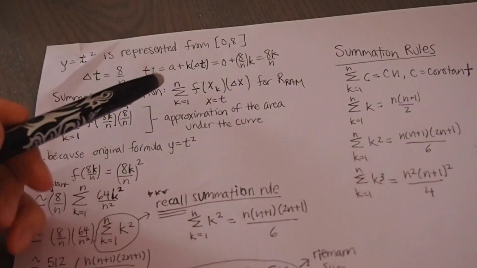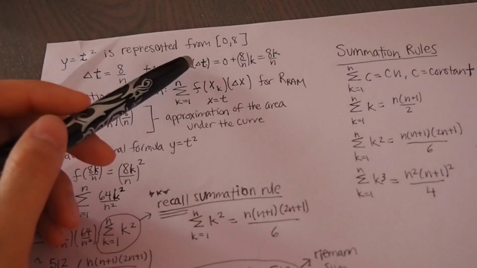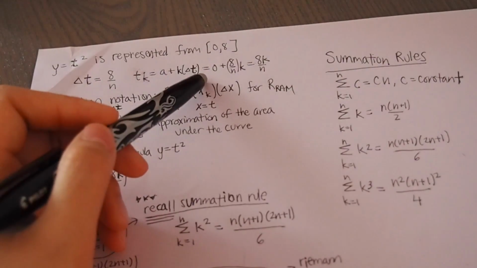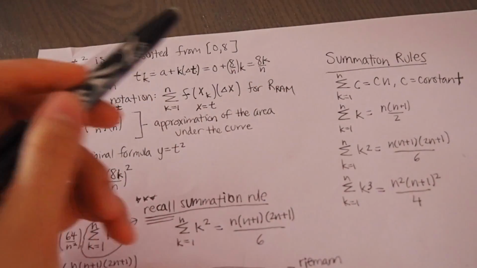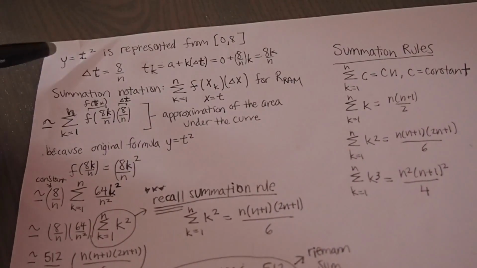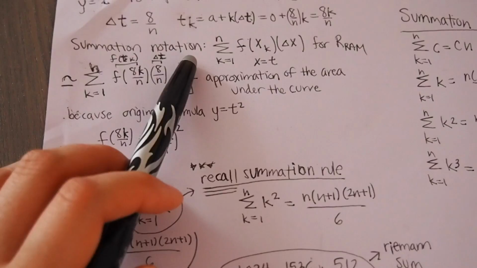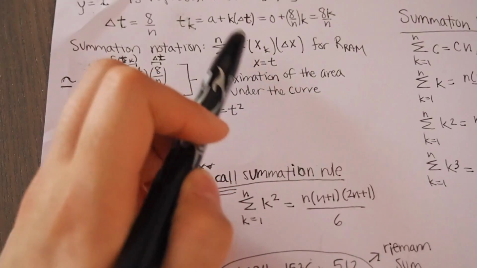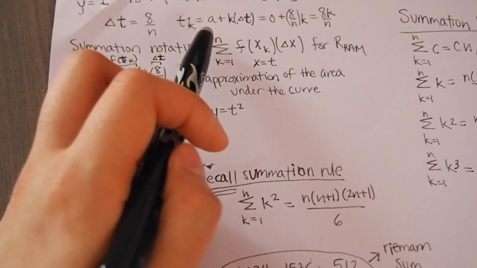Something we also learn is that t sub k, or x sub k, equals a plus k times delta t. Based on the formula, we're going to get 0, which is our a, plus 8 over n times k. So we get t sub k equals 8k over n. As we learned before, the right Riemann sum in summation notation is the sum of the areas of the rectangles, which is f of x sub k times delta x from k equals 1 to n.